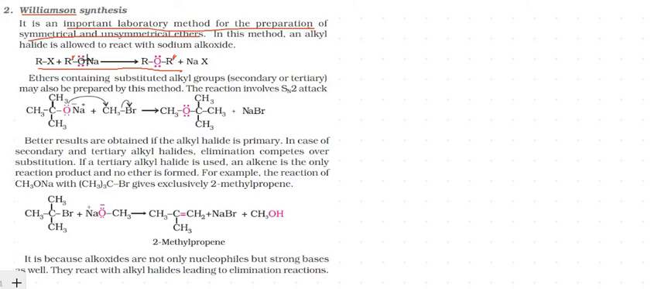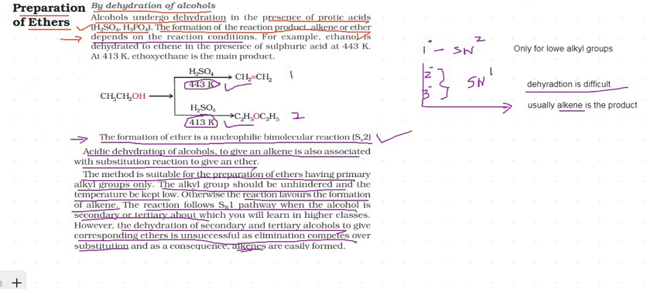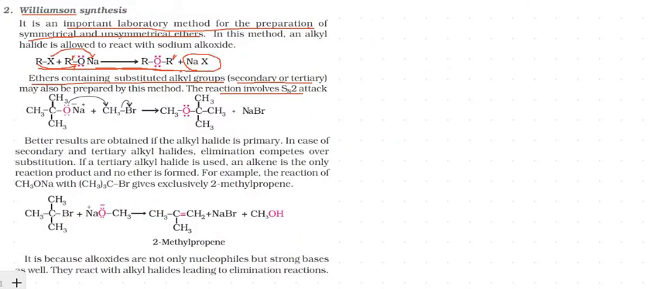So what happens? This X goes with Na and eliminates as NaX, while this OR part comes with R and forms ROR. Ethers containing substituted alkyl groups, that is, the secondary and tertiary, may also be prepared by this method. Again this involves SN2, while the dehydration involves SN1. So do not get confused, okay? I am making it very clear.